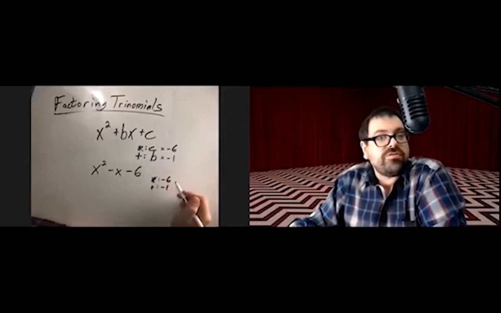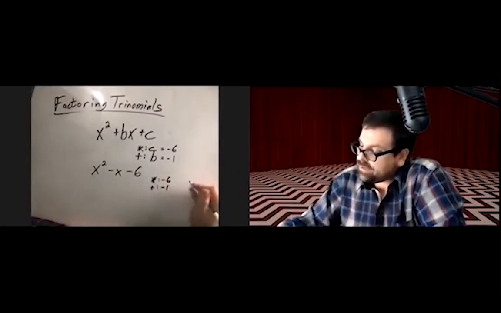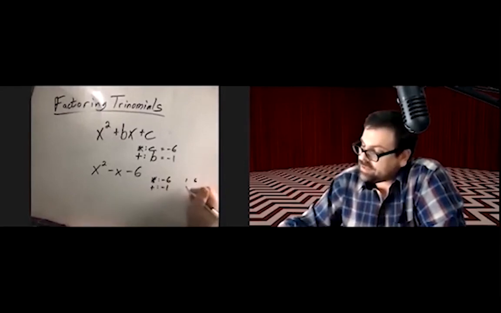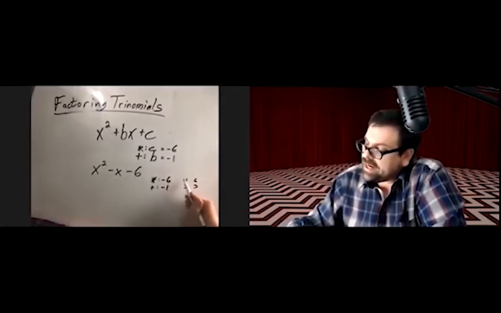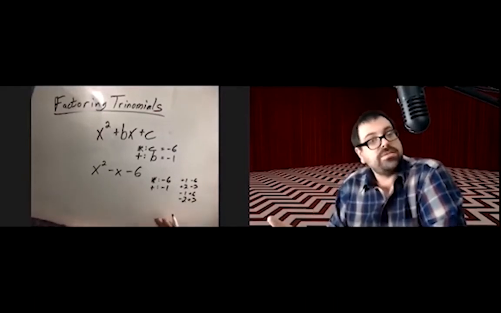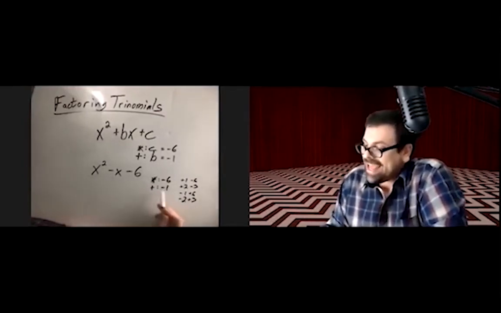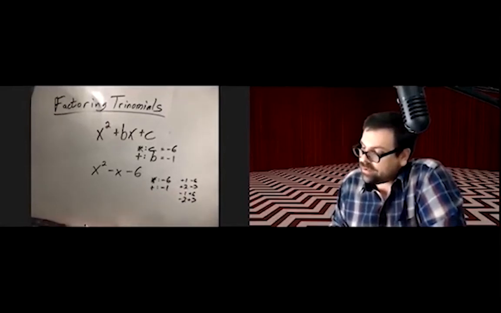So what are the different factors of 6? Well, we have 1 and 6. We have 2 and 3. Since it needs to multiply to be negative, one of them needs to be positive, one of them needs to be negative. They need to add to give negative 1.